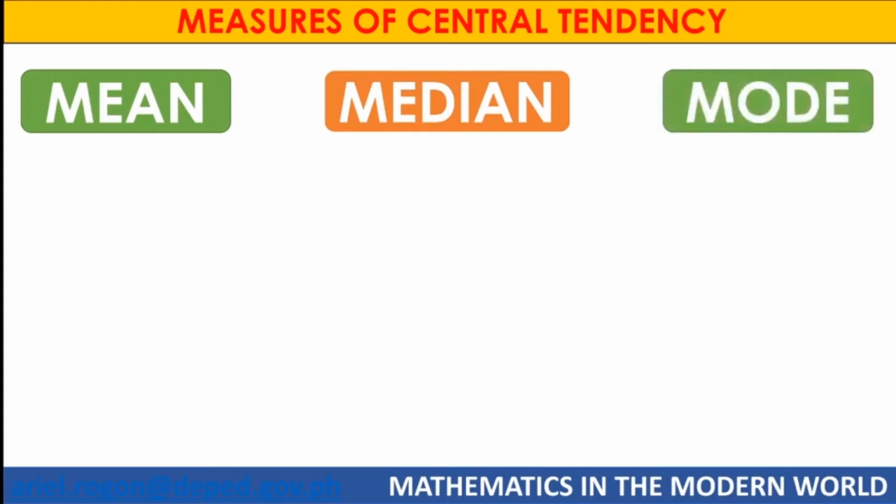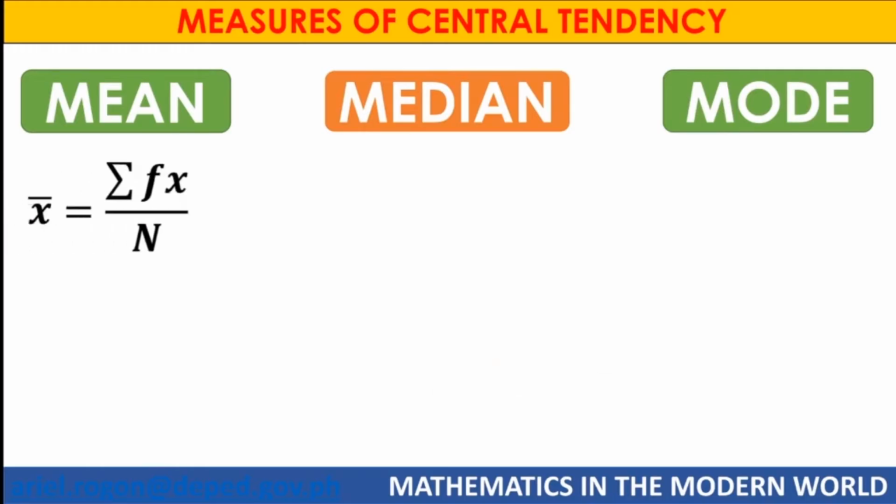Now, unlike the ungrouped data, where it is very easy for us to solve for the central tendency, the grouped data is quite complicated. All we need to do is familiarize the steps and the formulas, because we have formulas to follow in solving for the mean, median, and the mode of the grouped data.